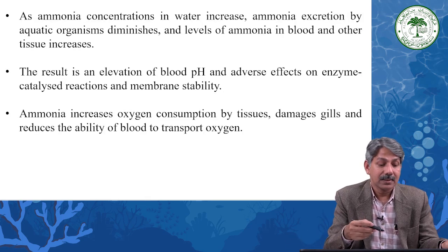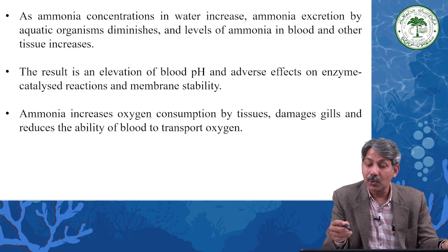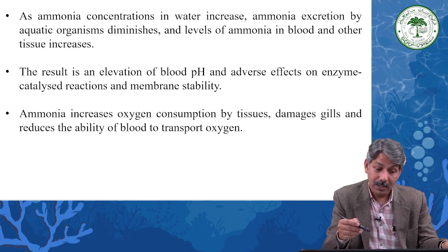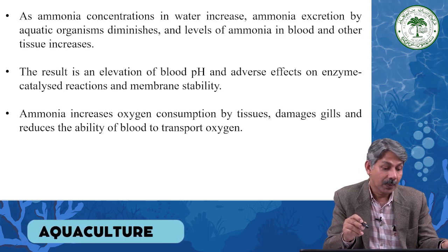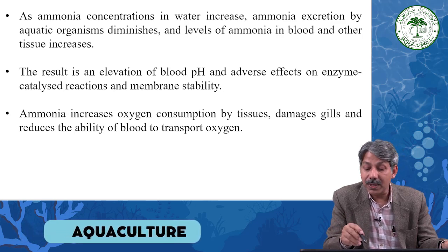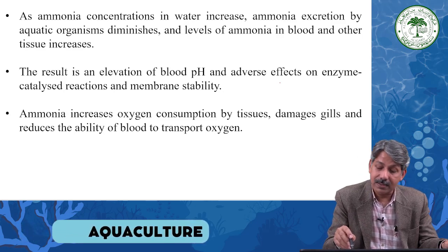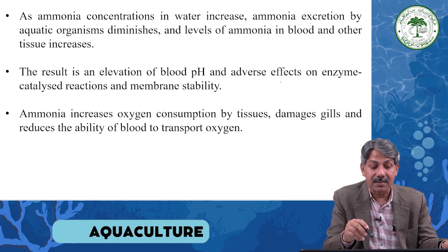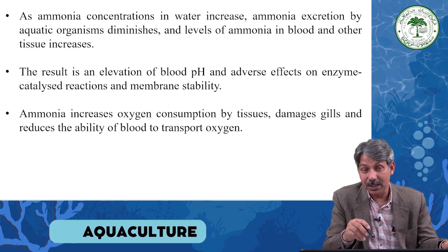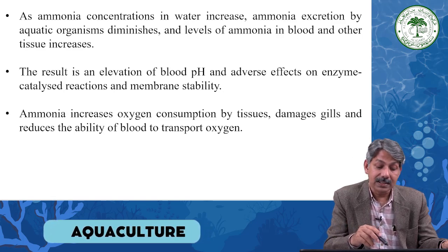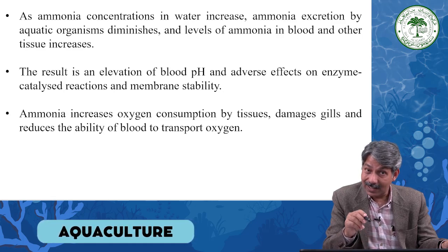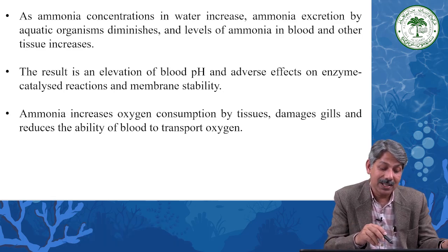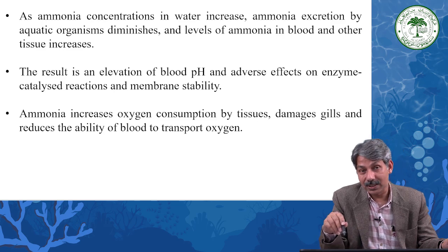As ammonia concentration in water increases, ammonia excretion by aquatic organisms diminishes and levels of ammonia in blood and other tissues increase. The result is an elevation of blood pH and adverse effects on enzyme-catalyzed reactions and membrane stability. Ammonia increases oxygen consumption by tissues, damages gills, and reduces the ability of blood to transport oxygen.